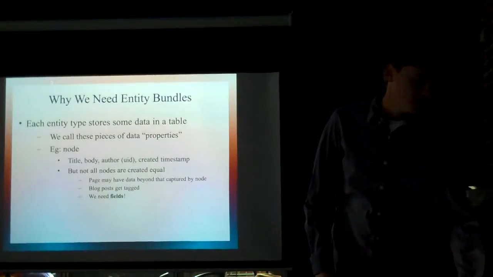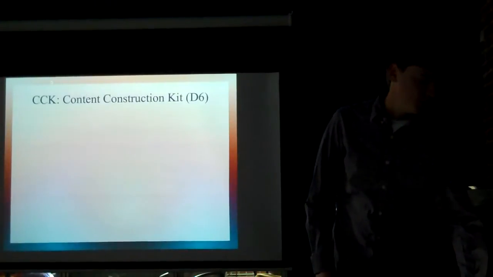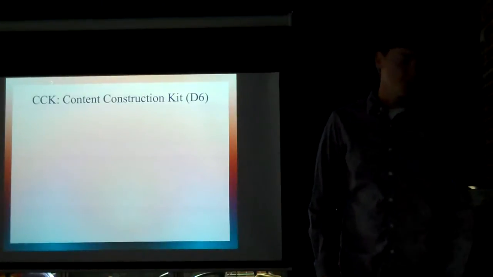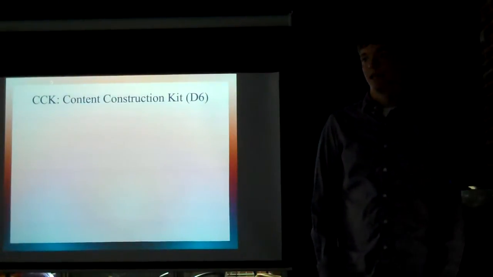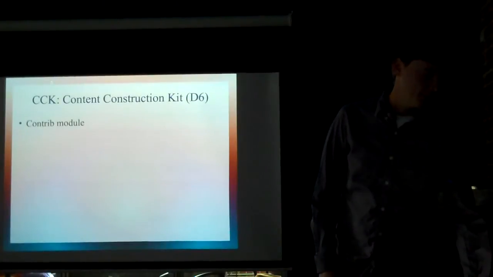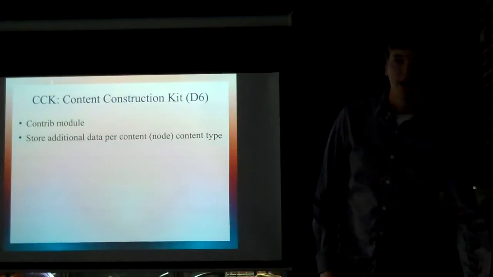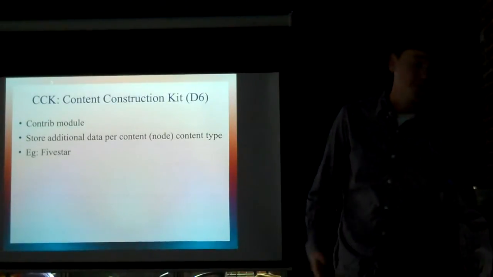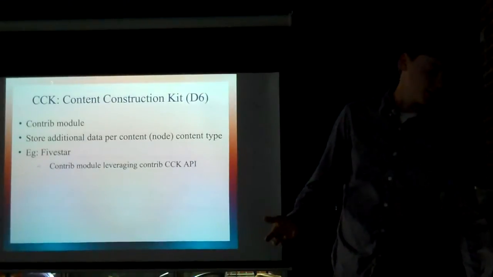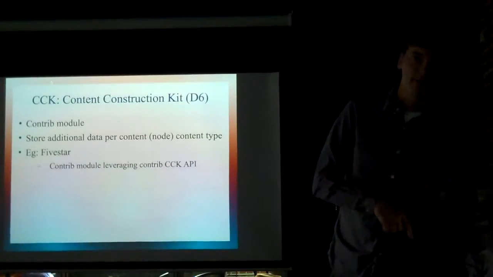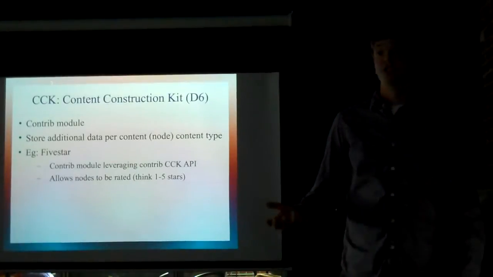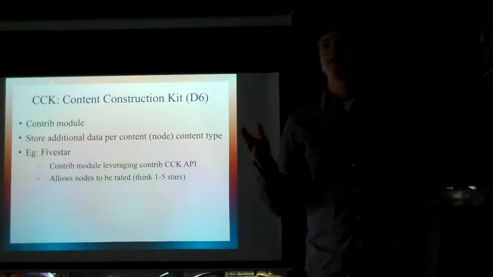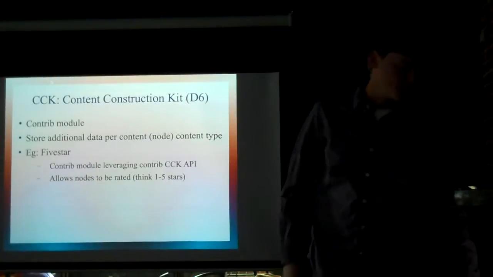So we need fields. I would guess that most of you have used fields, whether it was in Drupal 6 when it was called Content Construction Kit, which allowed you to basically build fields. So that was a contrib module in Drupal 6 that lets you store additional data per content type. Now remember, a content type is specific to nodes, so it's really just about nodes. So for example, the 5-star module, which is a contrib module that leverages the CCK API, allows nodes to be ranked. So think 1 through 5 stars on a page or a blog post.